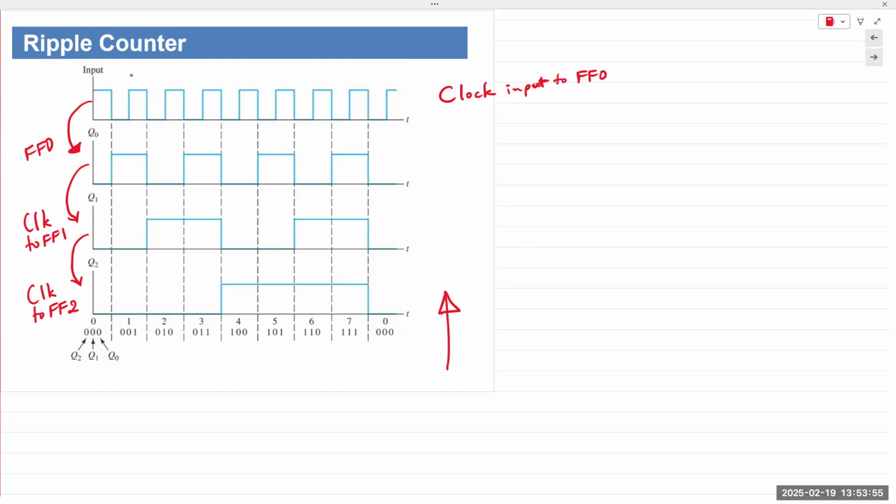So if we start with the first one, we identify all the negative edges. They are right here. And at each negative edge of the clock input, the output of the flip-flop toggles. So initially, we clear out the outputs. We begin with 0, 0, 0. The first negative edge arrives. Flip-flop 0 toggles from 0 to 1.